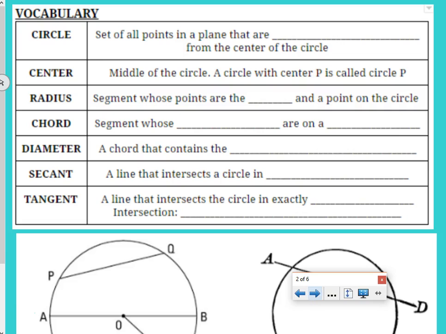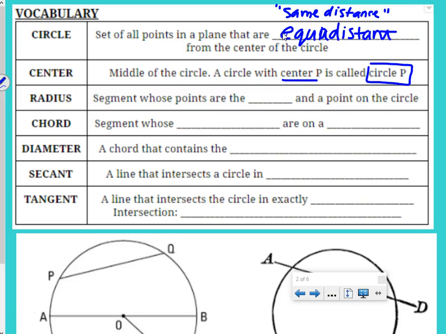So, vocabulary here. A circle is a set of all points in a plane that are equidistant from the center of the circle. Equidistant means same distance. The center is the middle of the circle. A circle with center P is called circle P. So we name the circle by its center.